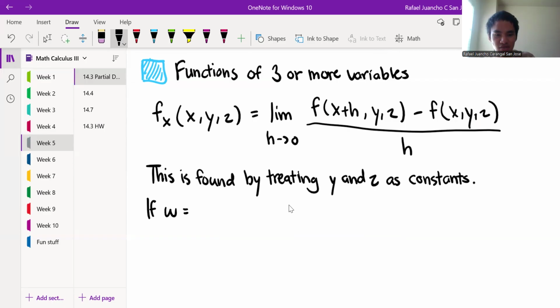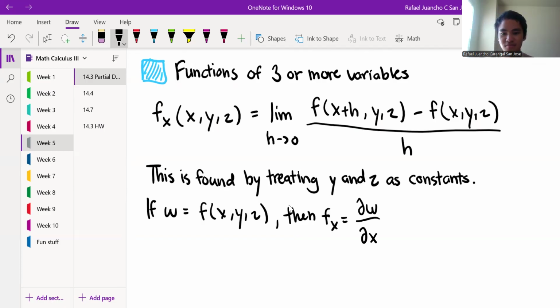So here we say, let's say w is my output, because we already used x, y, and z. So we'll use w. Then we can say that f sub x is just the partial of w with respect to x, right? And we can interpret this as the rate of change of w with respect to x when y and z are fixed.